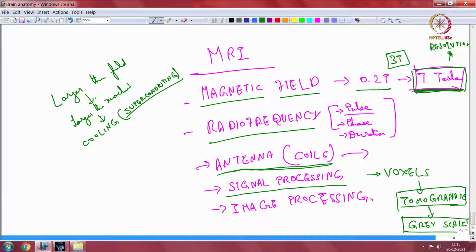Your radio frequency antenna takes in the radio frequency signals, which are a function of the input radio frequency that goes in when the patient is oriented in the magnetic field. So that's what's happening. Image processing is the last part of the story.